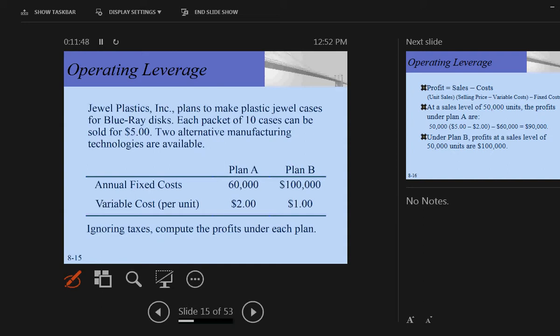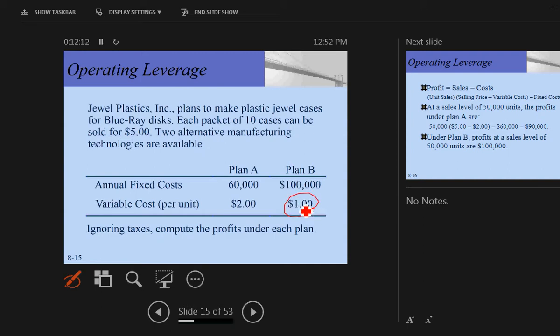So basically, per packet that you produce, there's a two unit cost to that. Plan B is more automated, so the fixed cost is higher. You have more robots, more machinery, but then less variable costs. You probably need labor only for distribution. All the production is done by machines. So that's why your variable cost per unit is only one.